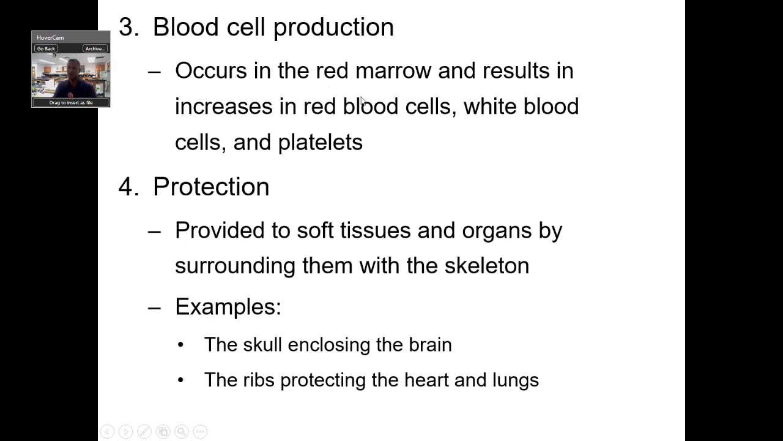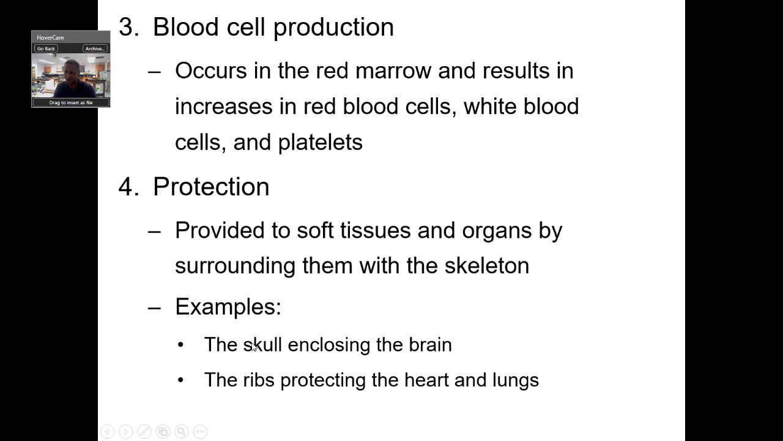Why do people need bone marrow transplants? Because the bones, your long bones, are a huge repository of red blood cells, white blood cells, platelets. Three types of cells: red, white, and platelet. Turns out there's a whole variety of these, but let's save that for the circulatory system.